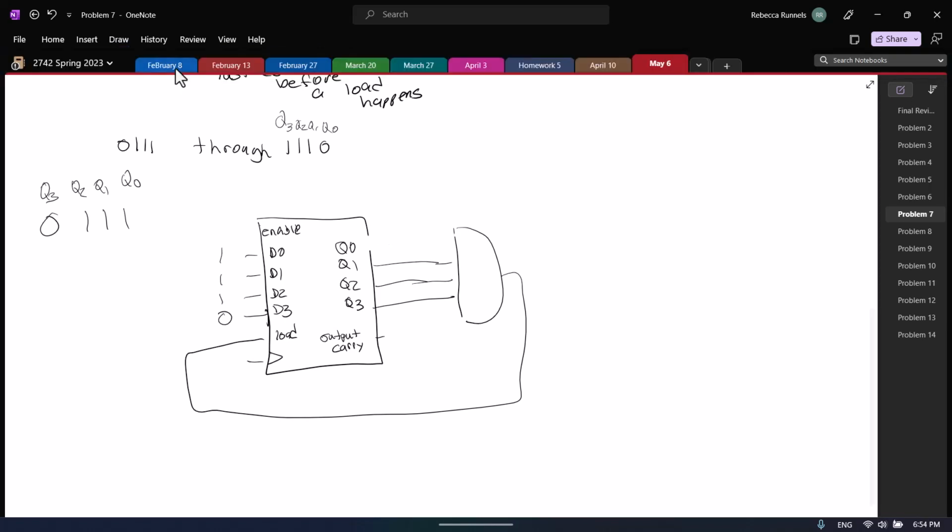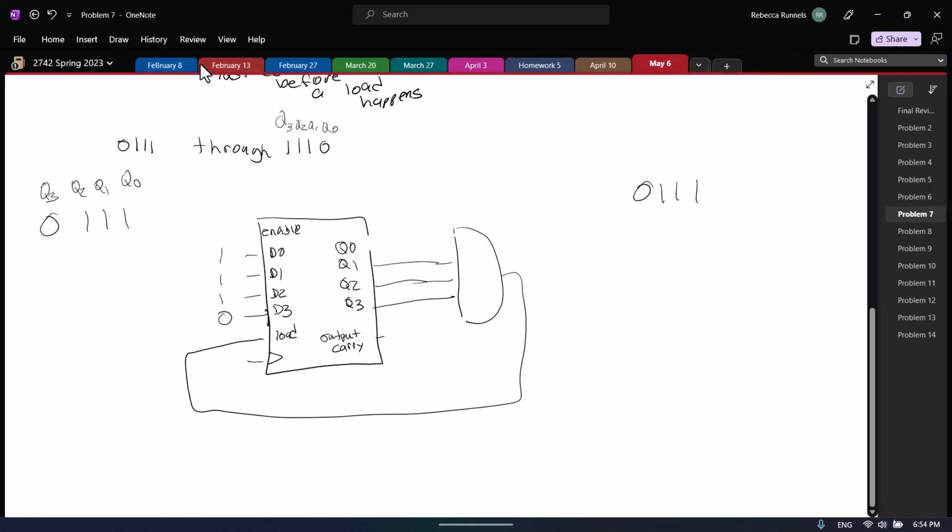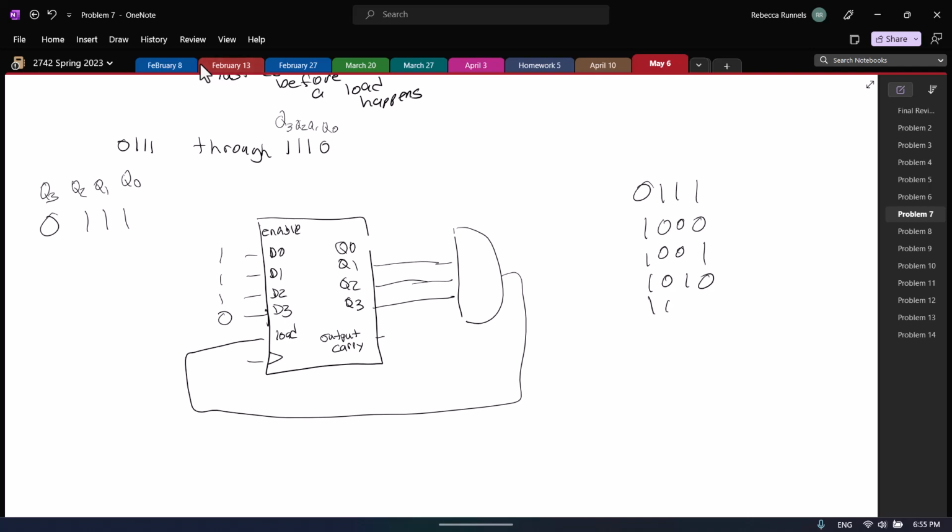If we think about what would happen with counting here, we start with 0, 1, 1, 1, and we want it to go through 1, 1, 1, 0. So the next count would be 1, 0, 0, 0, 1, 0, 0, 1, 1, 0, 1, 0, 1, 0, 1, 1, 1, 1, 0, 0, 1, 1, 0, 1, 1, 1, 1, 0. That's where I'm trying to get to.